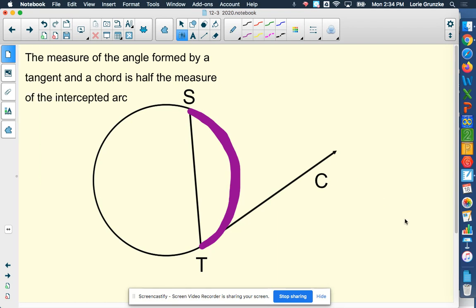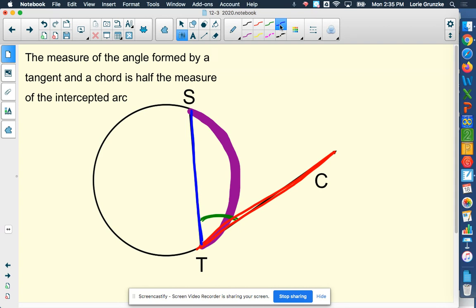Now this is really the same one, it's just that it looks different. The measure of the angle formed by a tangent and a chord is half the measure of an intercepted arc. Oh my goodness, that sounds way harder than it needs to be. So I have an angle, here's my angle down here. See this angle right here? This angle is formed by a tangent. Let's make the tangent line red. There's my tangent line. And a chord. Let's make the chord blue. So I have a chord and a tangent. They make this green angle. The green angle is half of the purple arc. So it's really the same as the other one.